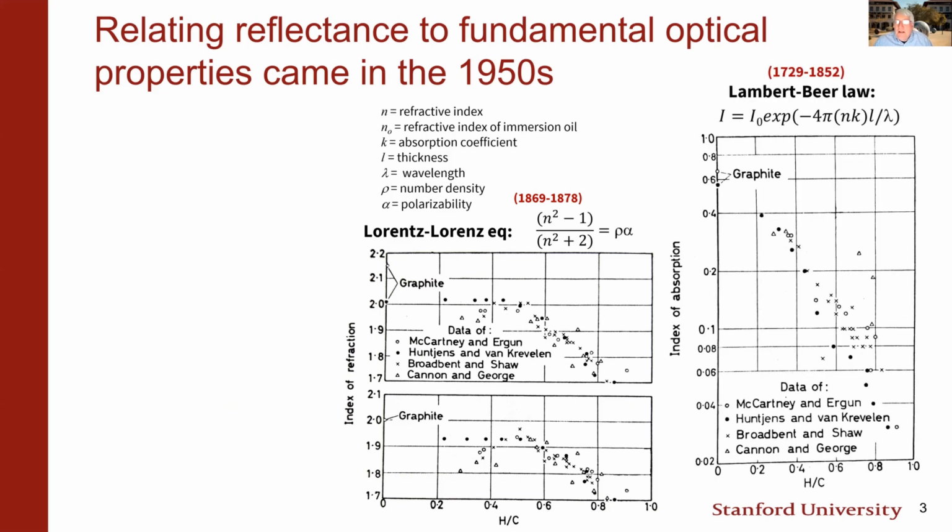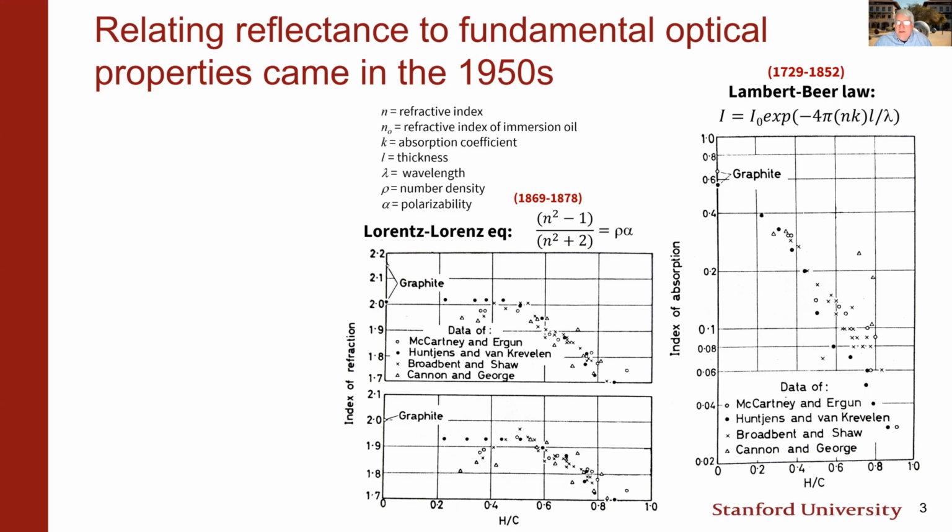In addition, there's the Lambert-Beer law, which is an exponential decay in the intensity of light as a function of distance into the sample, L. McCartney and Ergen used the convention of nk as being the effective absorption constant. Other people just use k. So you always have to be careful when you're looking at these equations that you have properly identified the right convention of that particular worker.